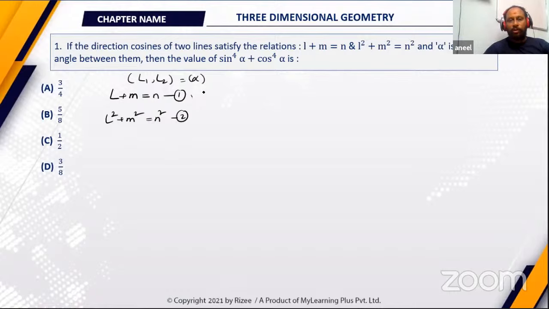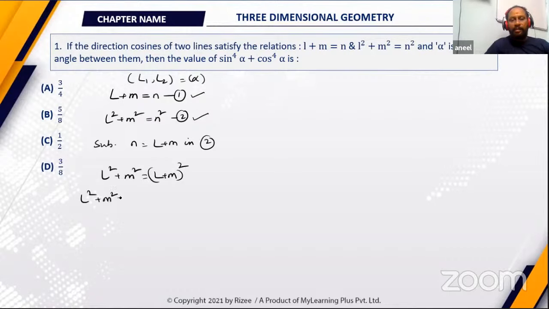As I told you earlier also, this has 3 unknowns but only 2 equations. So you cannot expect the exact values of l, m and n. You will get proportional values, so you need to eliminate one. From equation 1, we substitute n is equal to l plus m in equation 2. So l square plus m square is equal to (l plus m) whole square, which is l square plus m square plus 2lm. So l square and m square get cancelled. It is 2lm equal to 0, so either l is equal to 0 or m is equal to 0.